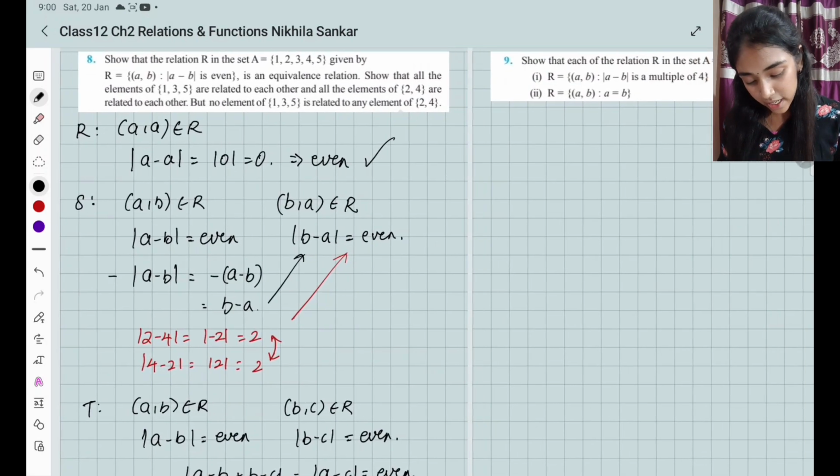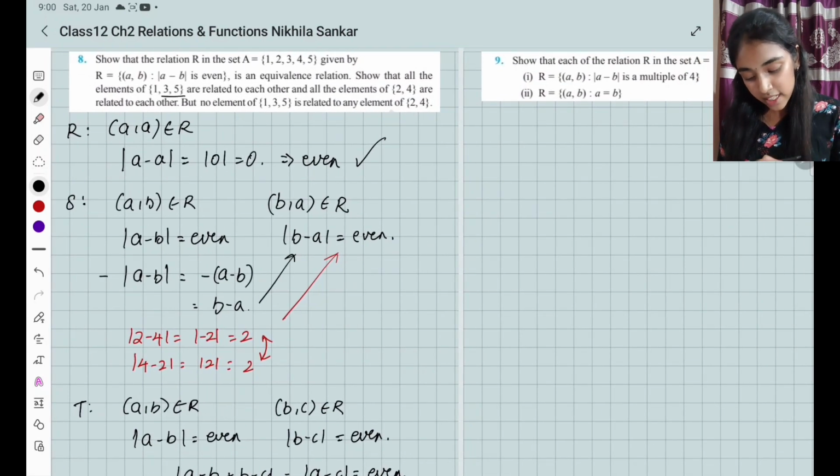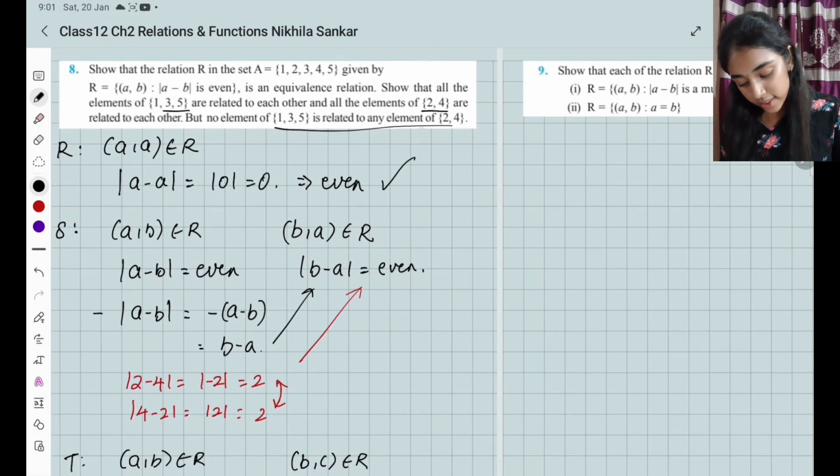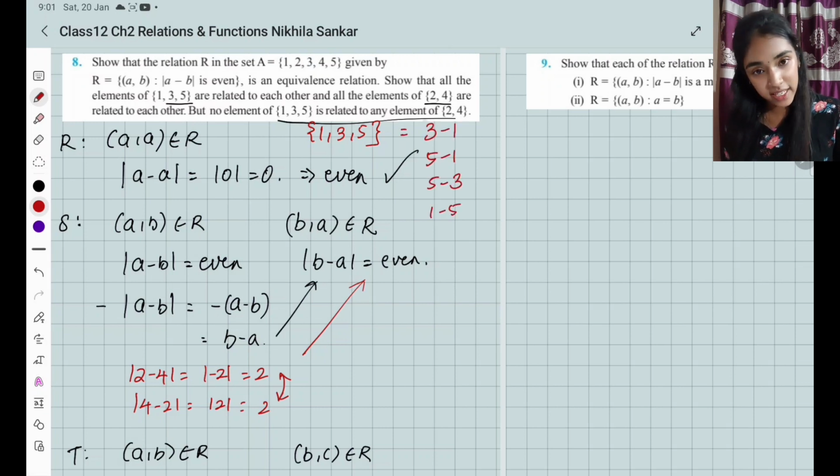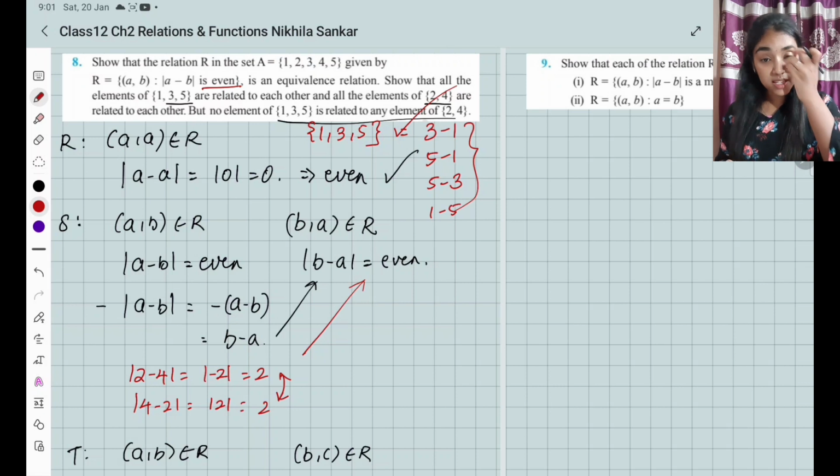Now, what is the next part asking? Show that all the elements 1, 3, 5 are related to each other, and all the elements 2, 4 are related to each other, but no element of {1, 3, 5} is related to any element of {2, 4}. What does that mean? 1, 3, 5 are all odd numbers. So when you take 1, 3, 5 and subtract them, 3 − 1, 5 − 1, 5 − 3, 1 − 5, whatever you do, you get an even number. Is it satisfied? So yes, it is symmetric, reflexive and transitive.